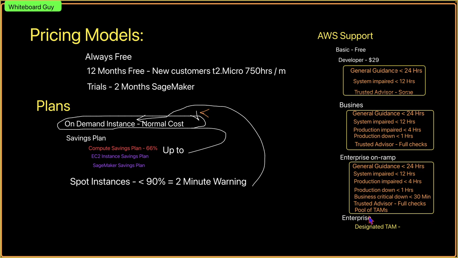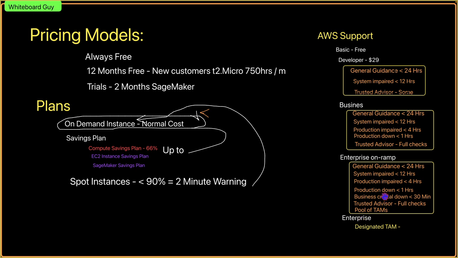Your enterprise is, again, under 24 hours, 12 hours system impairment, production impairment 4 hours, production down under 1 hour, business critical down 30 minutes, trusted advisor full checks, pool of TAMs, technical account manager on the enterprise and ramp, and everything else that exists for the enterprise and ramp for your enterprise customers, but they get a designated TAM that will assist them on there as well.